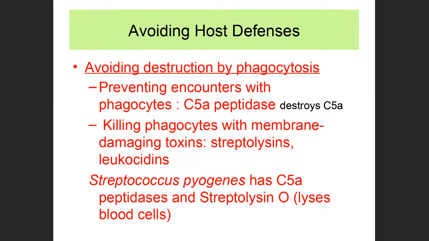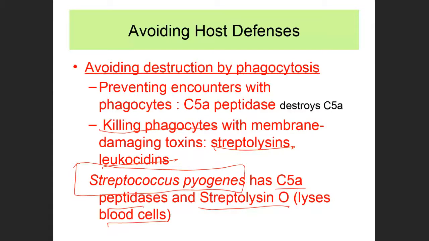Another one would be to just kill the phagocytes by using toxins like streptolysins and leukocidins. Streptococcus pyogenes, which is the microorganism that causes strep throat, can be a normal flora of the throat. As a matter of fact, it used to be very, very common as a normal flora of the throat. It has C5a peptidases and streptolysin O that lyses blood cells. So it has both these strategies right there.